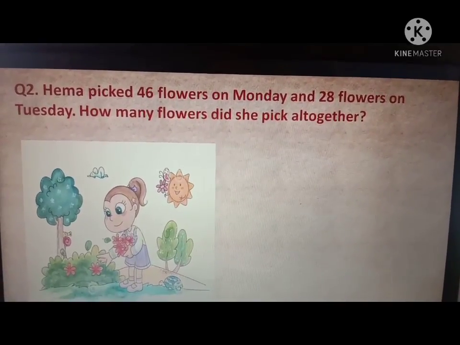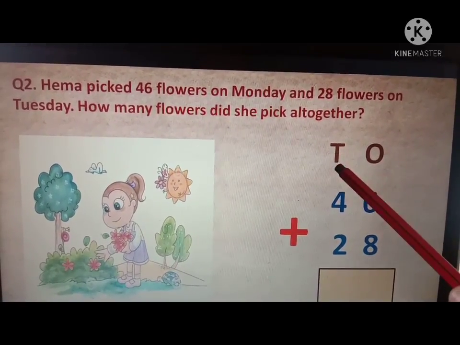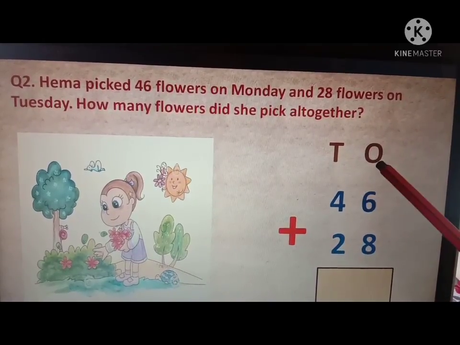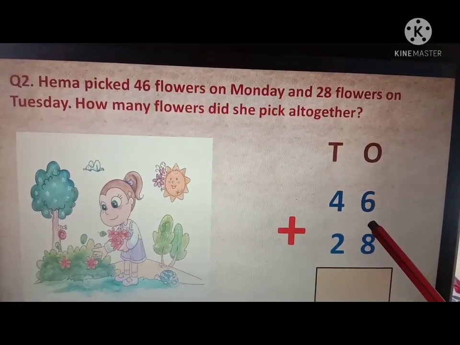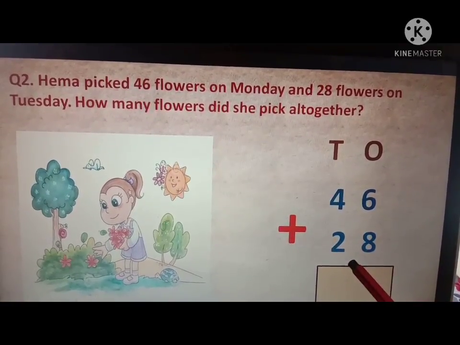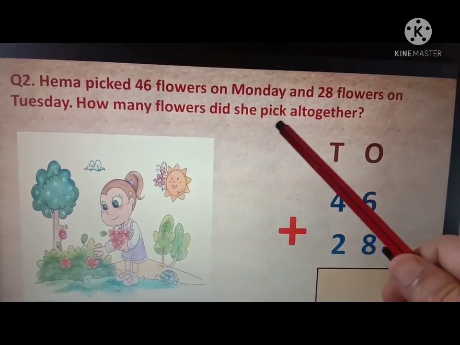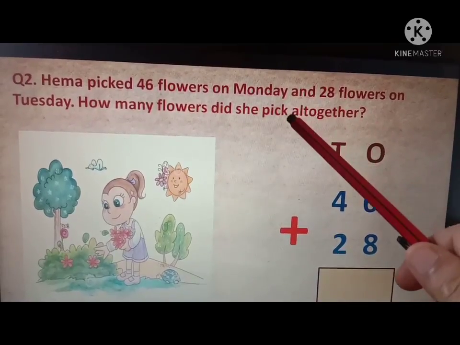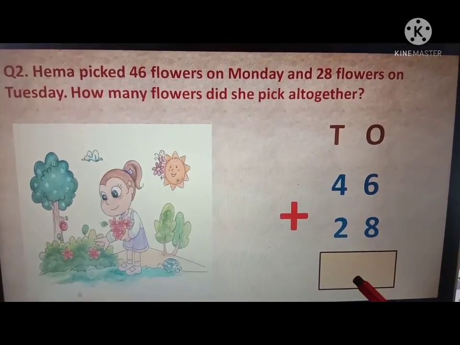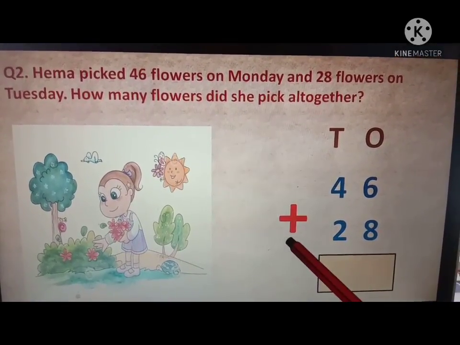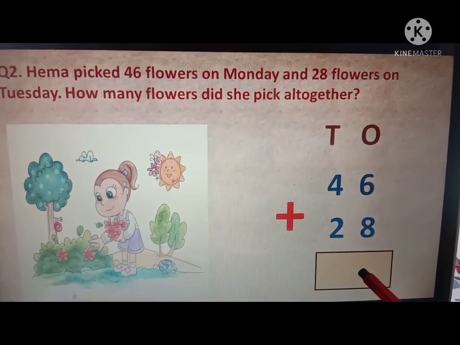So what is the first thing? First write down T-O. T represents tens place, O represents ones place. Then 46 flowers on Monday, 28 flowers on Tuesday. Now we have to find out the total number. All together means when we are putting all the flowers together, then we will find out the total number. Okay, so here put the addition sign, and start doing addition.